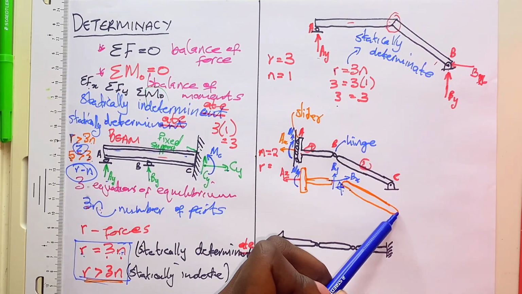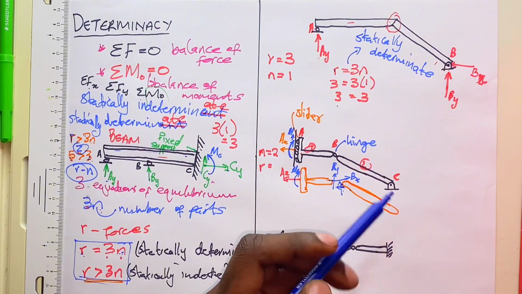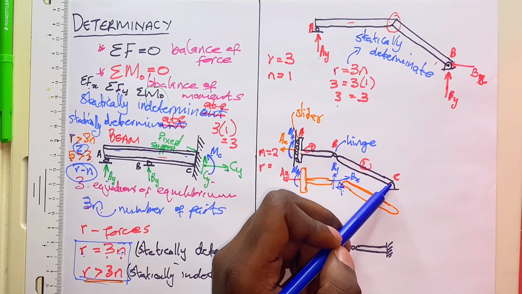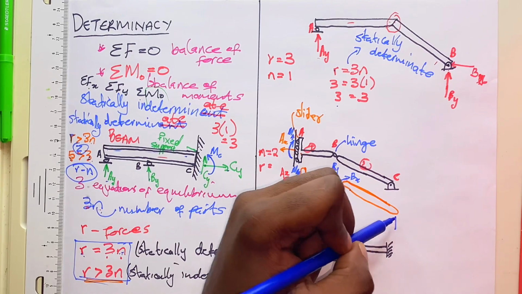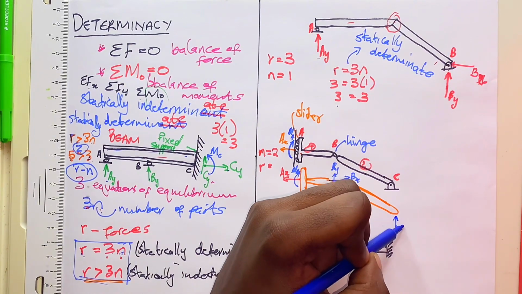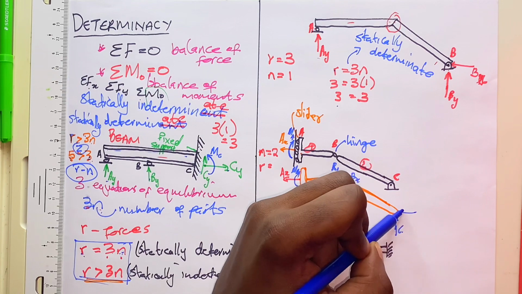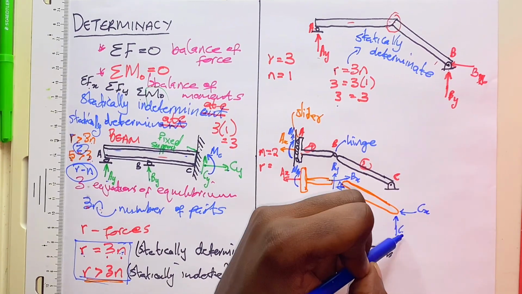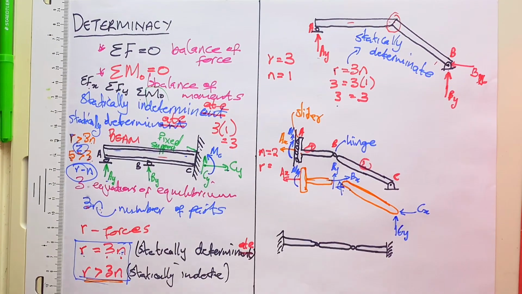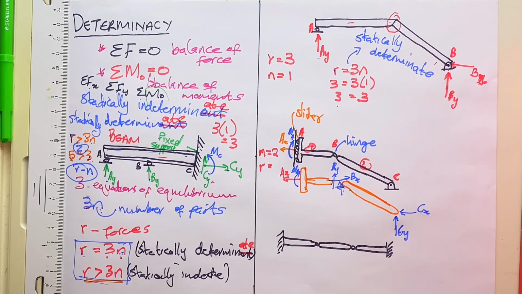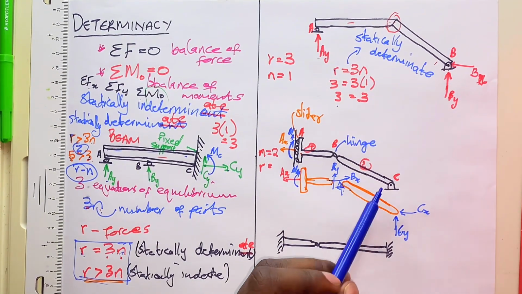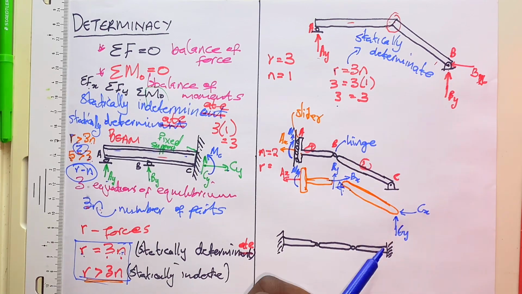Now at the end of the second member, we have a pin, and we know now that a pin supports in the x-axis, so we'll have CX and we'll have CY. They are two unknown reactions at a pin. It allows rotation, so there's no moment.